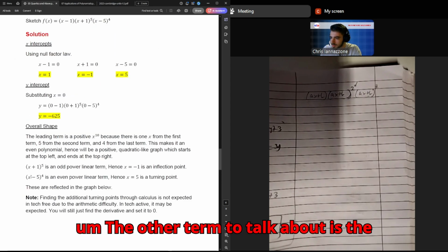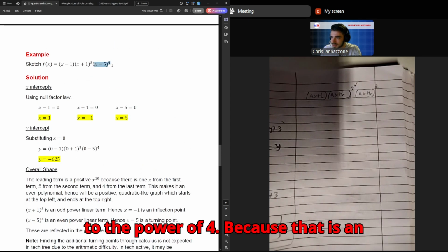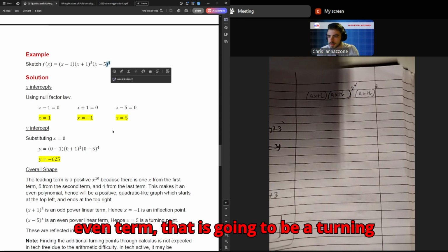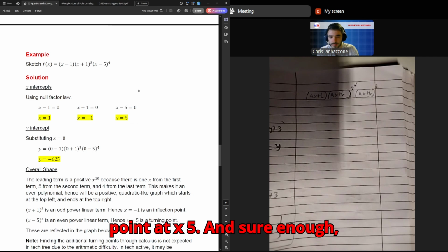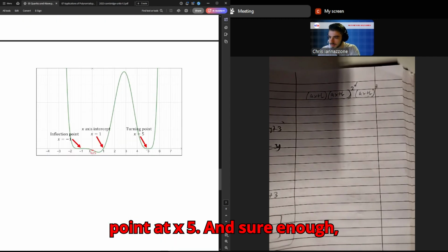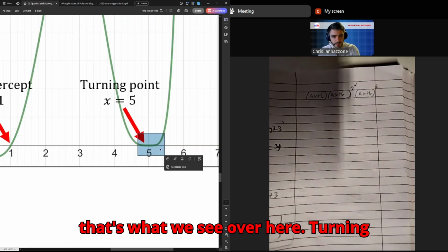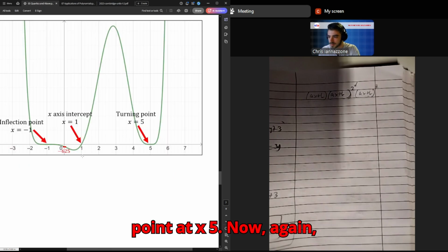The other term to talk about is the x minus 5 all to the power of 4. Because that is an even term, that is going to be a turning point at x equals 5. And sure enough, that's what we see over here. Turning point at x equals 5.